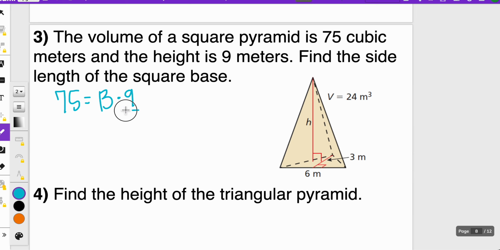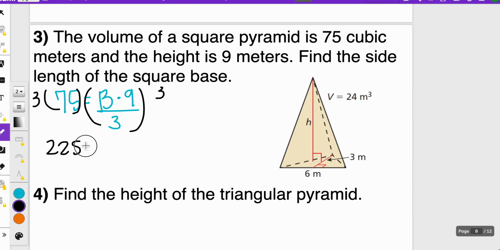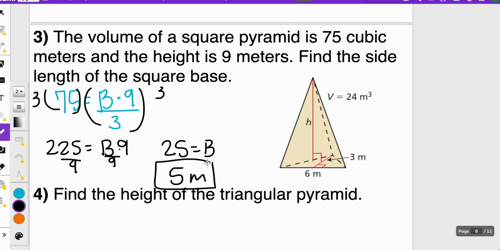So times 9 and then divide by 3. So first thing I'm going to do is multiply by 3 on both sides. So 75 times 3 is 225 equals to area of the base times 9 height. Then divide by 9. So 25 is equal to area of the base. So the side length of the square base would be 5 meters.